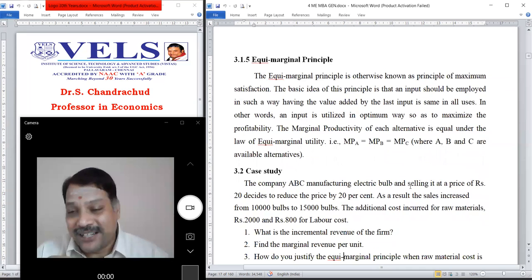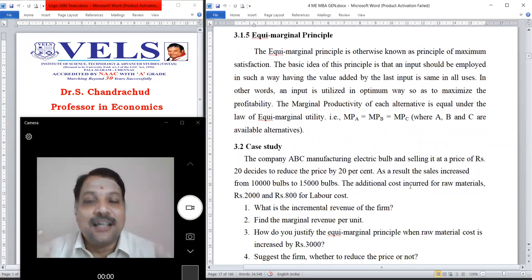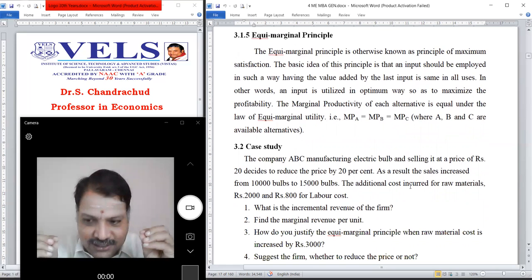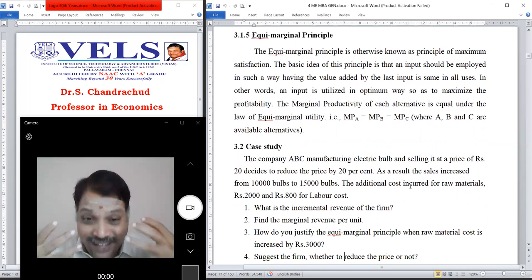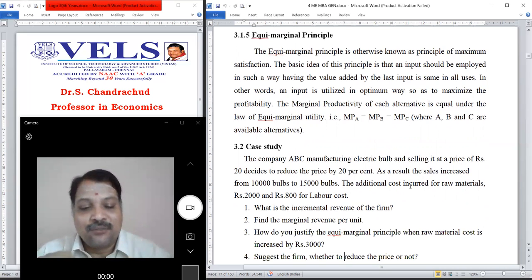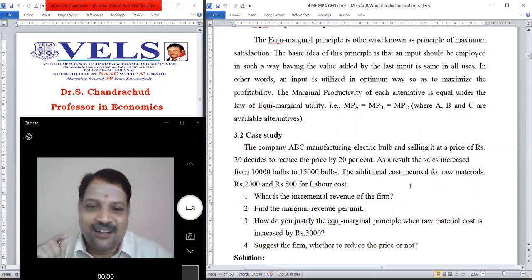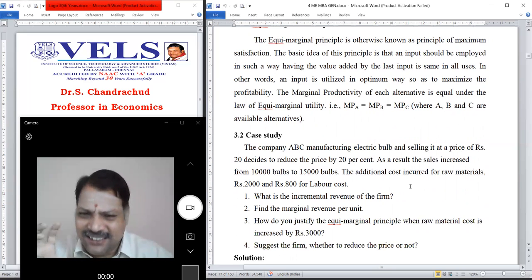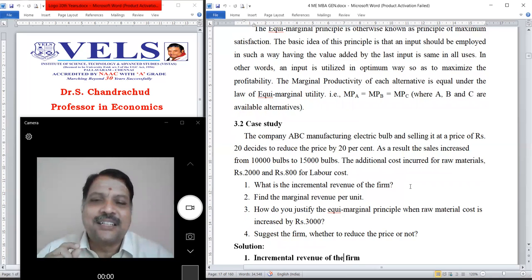Here I am giving one case study. This particular case study gives some basic idea about how to apply the marginal cost, how to calculate the incremental revenue, how to apply the equimarginal principle, whether the price reduction is good or not up to the mark. All these things we can understand based on this particular case study. Let me read the situation of that particular case study.